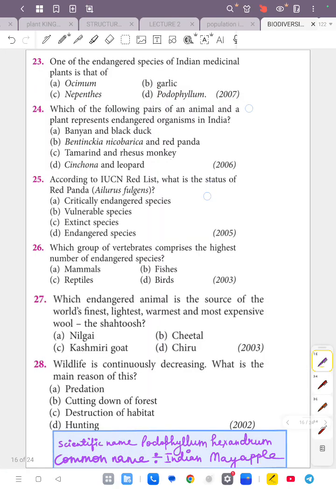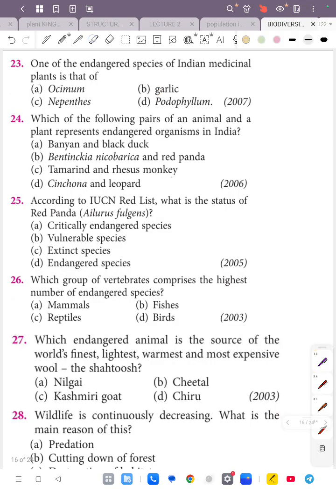Alright, moving on to the next question. The next question, let me change the color of the pen. One of the endangered species of Indian medicinal plants is that of A. Ocimum, B. garlic, C. Nepenthes, or D. Podophyllum. Now, this was asked in 2007.